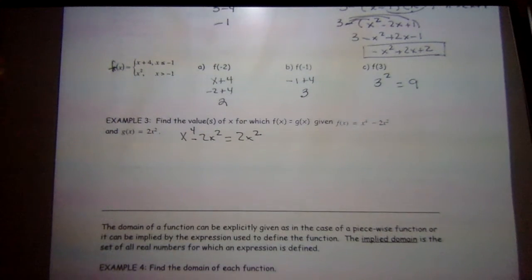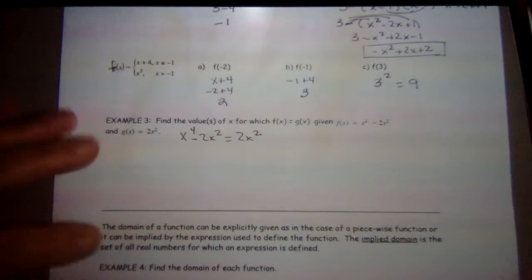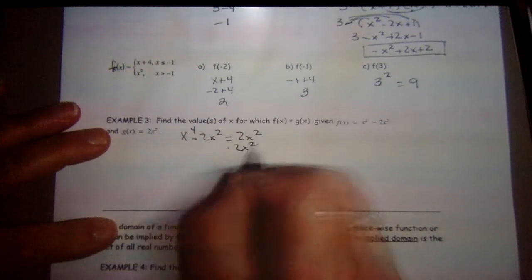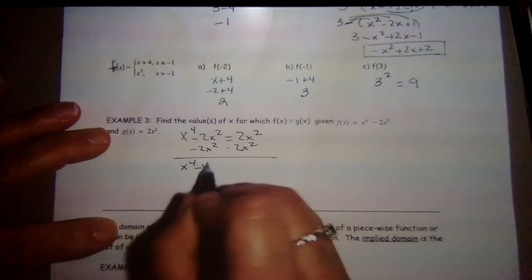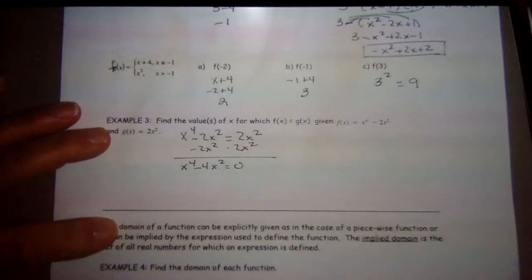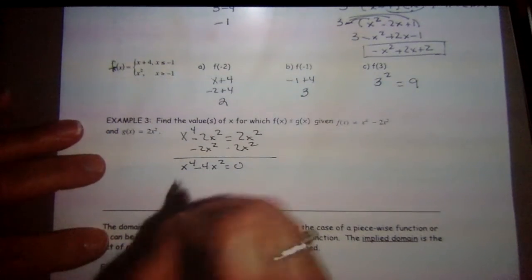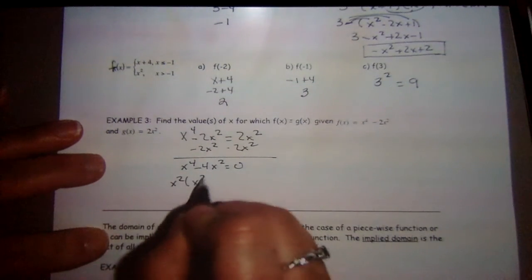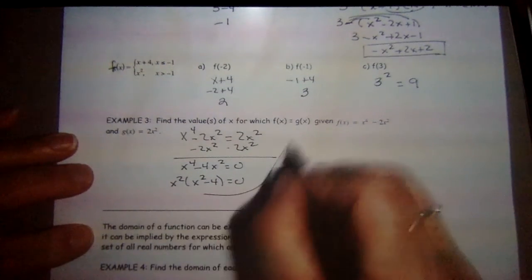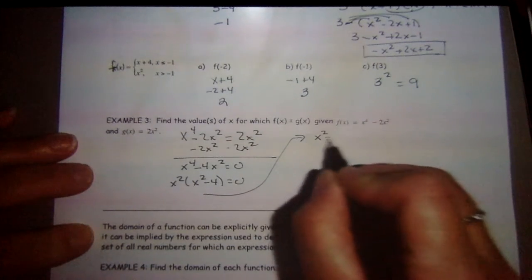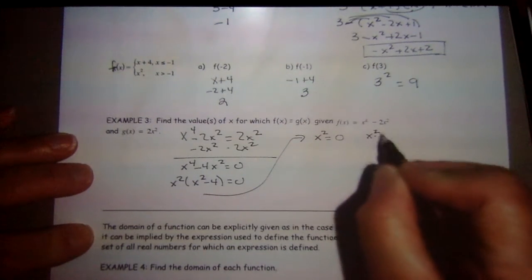So what if it has a power? How do I solve equations that contain powers? They have to be set equal to 0. So I'm going to subtract 2x squared from both sides. So x to the 4th minus 4x squared equals 0. Got an x squared. So I can set each of those factors equal to 0.